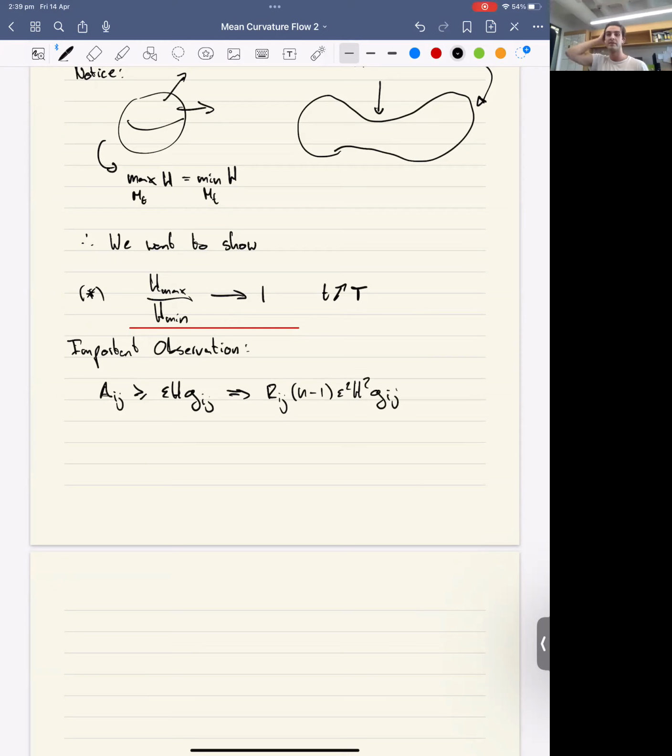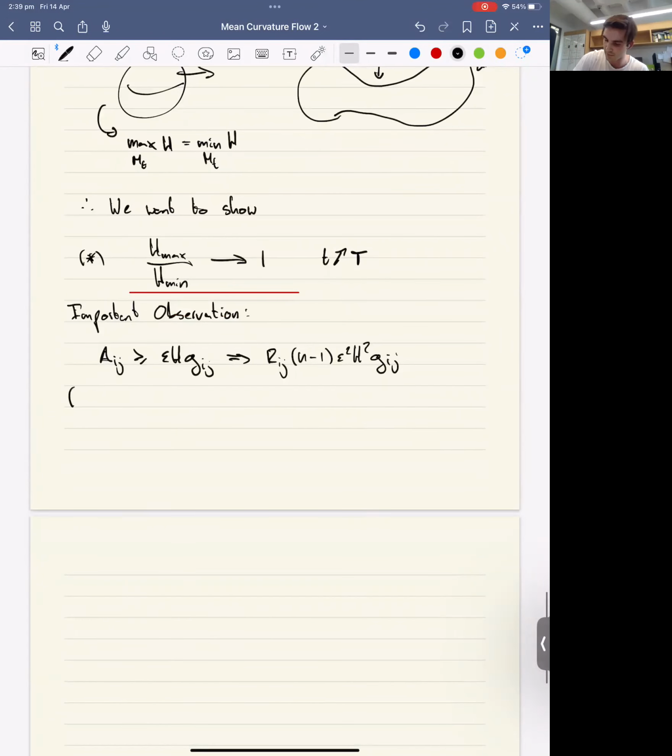So my Ricci curvature is actually bounded below by the metric. And so Bonnet-Myers' theorem is going to give me some bound on the diameter of my M_t. So C just being some constant, I can show that this is bounded by the minimum of the mean curvature.